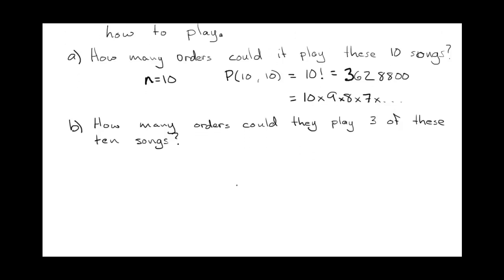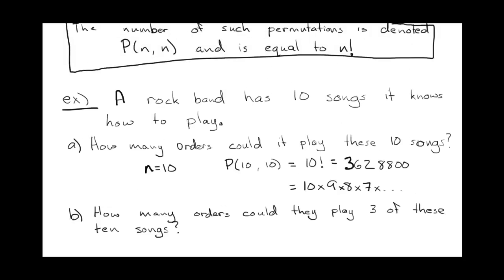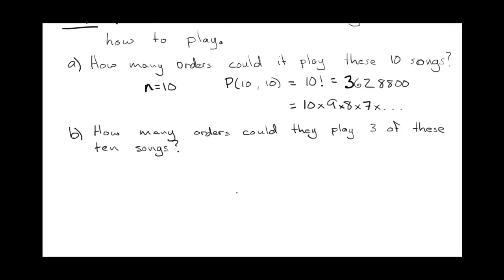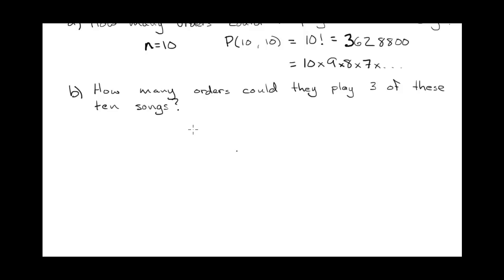Well, it's not a permutation of 10 objects now because we're only looking for 3 of them. So we're not going to be able to do this. But we could reason it out like this. So let's say action 1 is playing that first song. How many songs could they play first? 10. Action 2, how many songs could they play second? 9. Action 3, how many songs? 8, and then they're done.